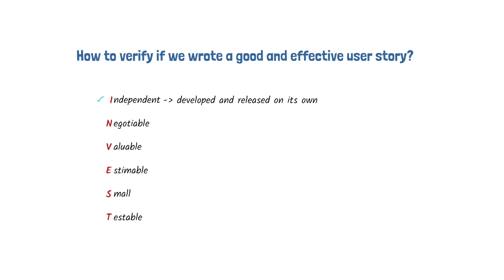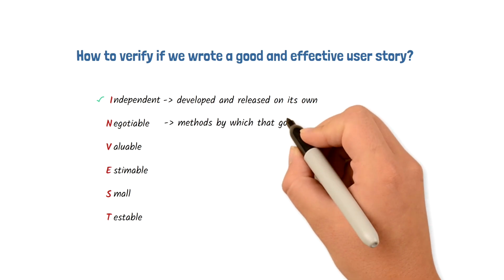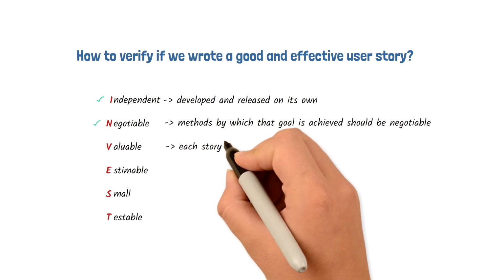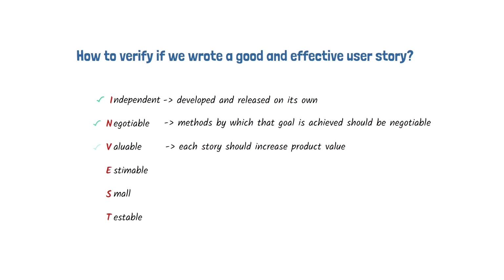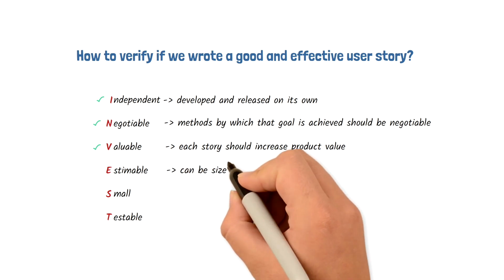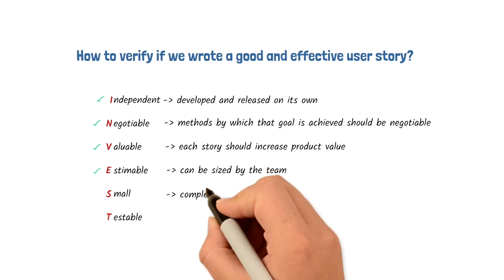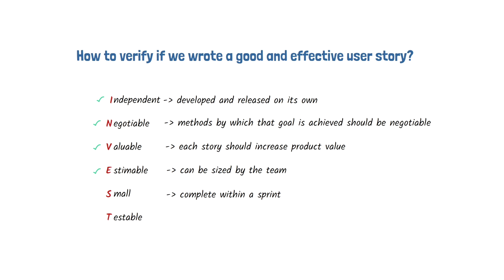Negotiable means while the end goal may be clearly described for the user story, the methods by which that goal is achieved should be negotiable. Valuable means every story that's delivered should make your product more valuable. Estimatable, the user story has enough information for the team to size it, so they can plan and commit to that work. Small means the user story should be done within an iteration, or sprint.